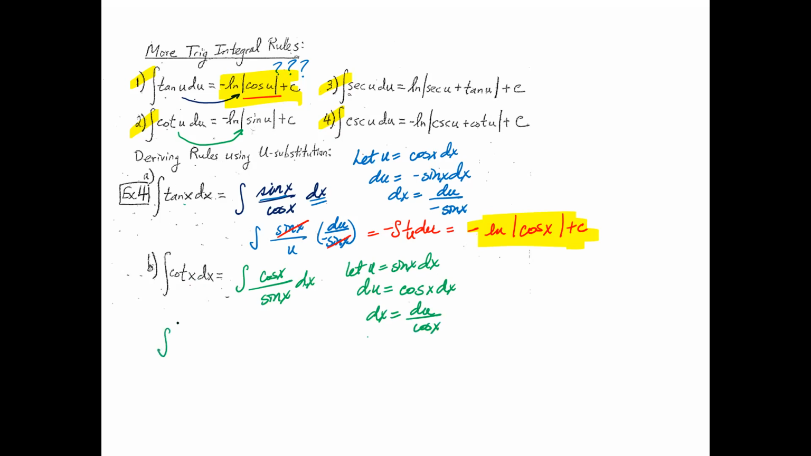Okay, so then next, integral of cosine x over u, replace that dx with du over cosine x. I can cancel that. So integral of 1 over u du, the integral of that is ln u, and u is sine x plus c.